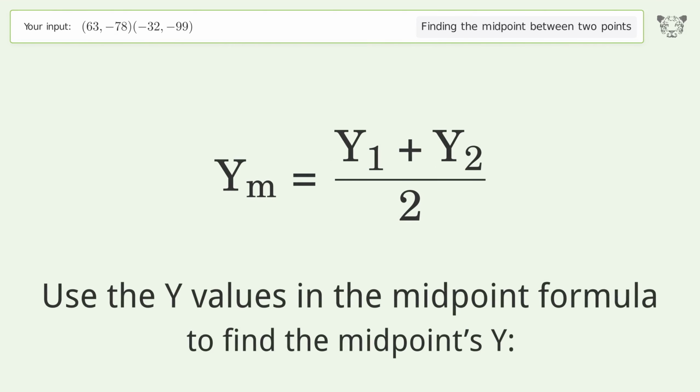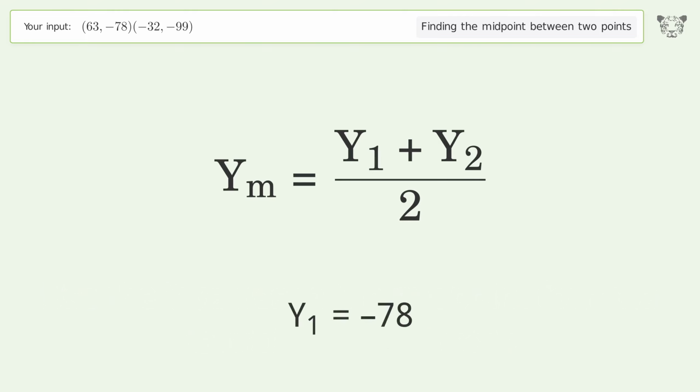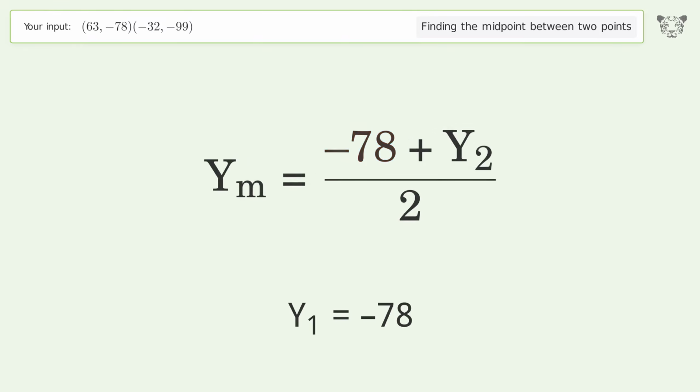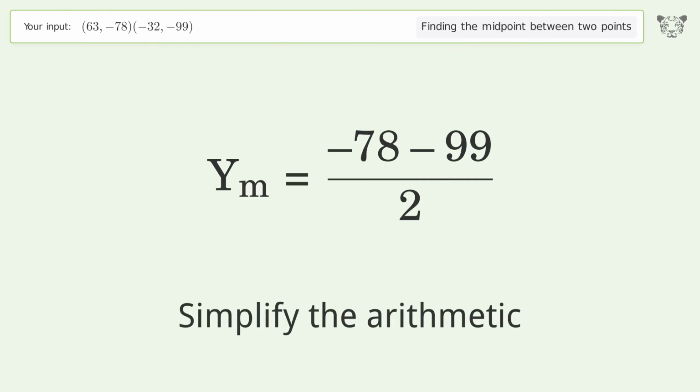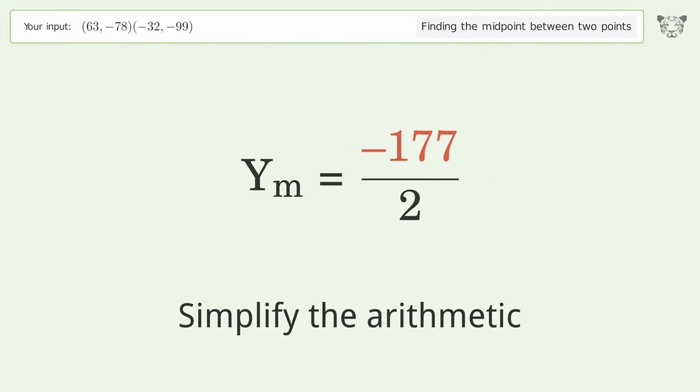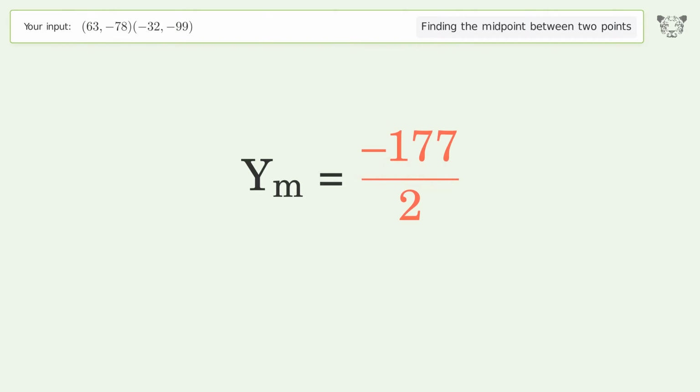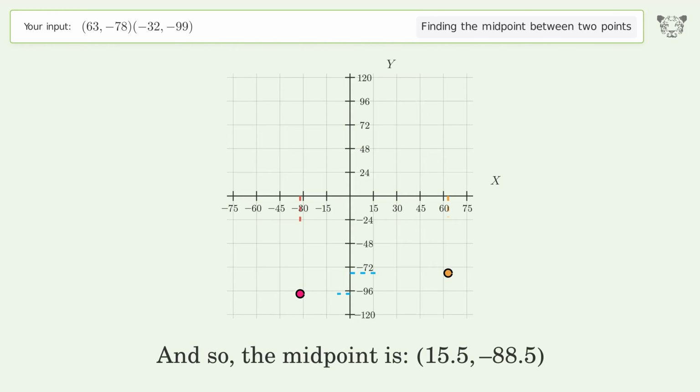Use the y values in the midpoint formula to find the midpoint's y. y1 equals negative 78. y2 equals negative 99. Simplify the arithmetic. And so, the midpoint is 15.5, negative 88.5.